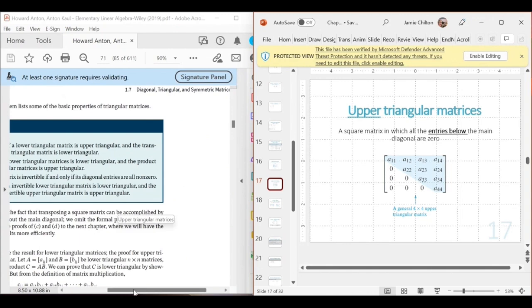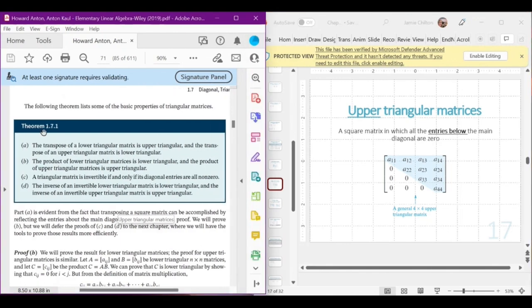You have a couple of properties that you're going to want to know, because these will be, hint, hint, true-false questions. It says the transpose of a lower triangular matrix is upper triangular, and the transpose of an upper triangular matrix is lower triangular.